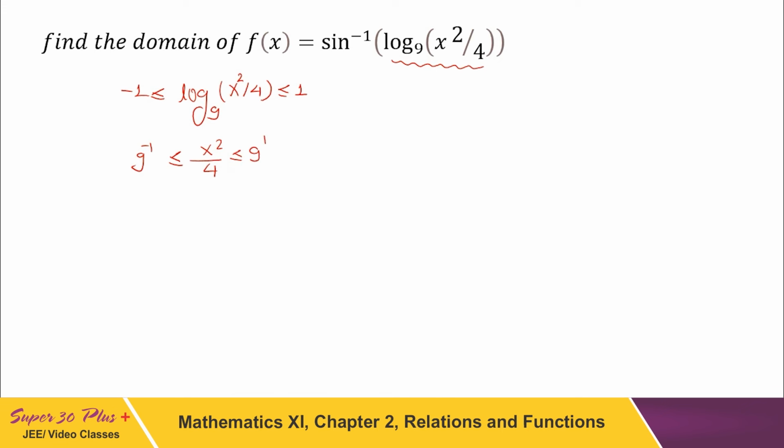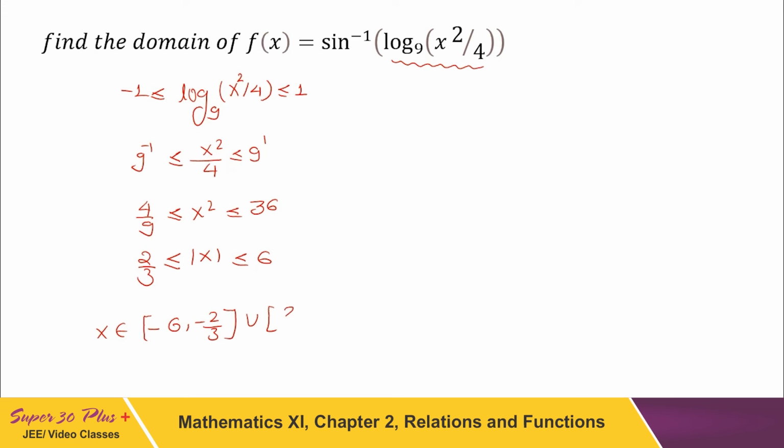Now simplify it. x square is greater than or equal to 4 upon 9 and less than or equal to 36. Now we can take the square root on this inequality, then it will become mod x greater than or equal to 2 by 3 and less than or equal to 6. As we know, the solution of this inequality is x belongs to [minus 6, minus 2 by 3] union [2 by 3, 6]. This is the answer of this inequality.